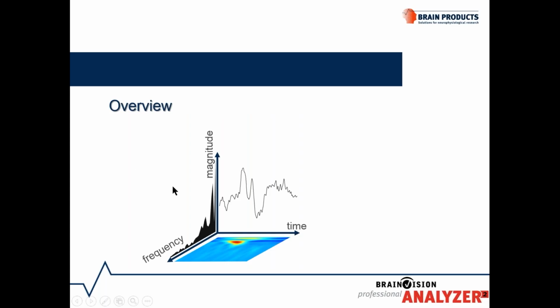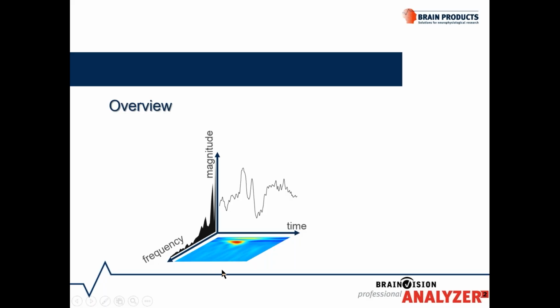It can be represented by several domains. Most straightforward is the time domain, of course, the measured voltage values over time. This can also be transformed to the frequency domain, which is the amplitude or power over frequencies. The EEG spectrum has large values for lower frequencies and smaller values for higher frequencies.